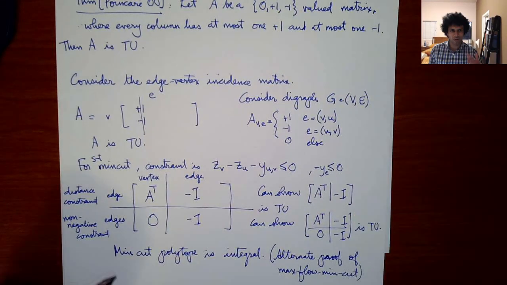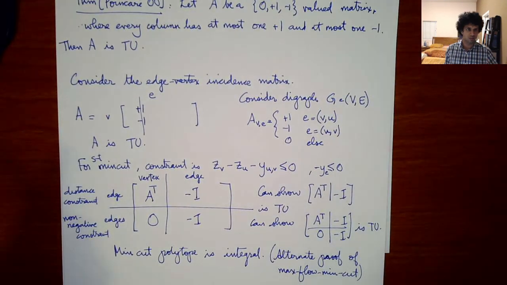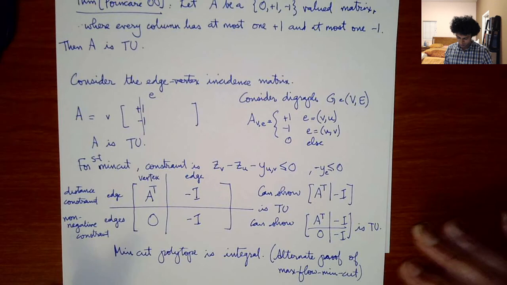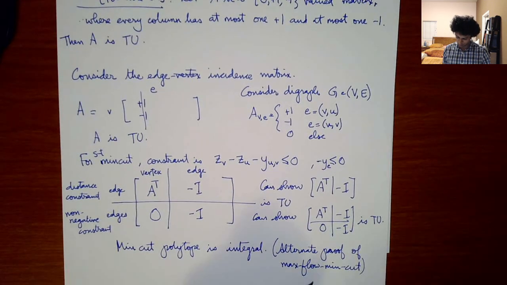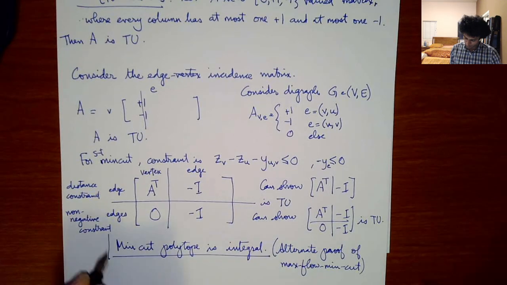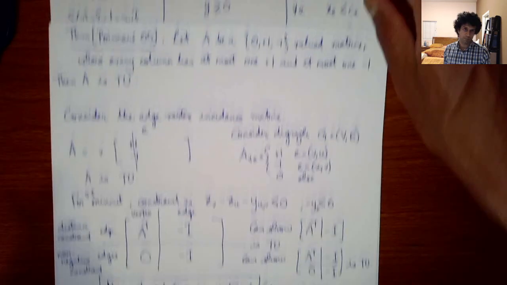Because once you know that the solution is integral, it's easy to see that integral solutions correspond to cuts, and then it's fairly straightforward to prove the max-flow min-cut theorem. So we get that the min-cut polytope is integral. It's a very important theorem. Now let's look at min-cost flow.